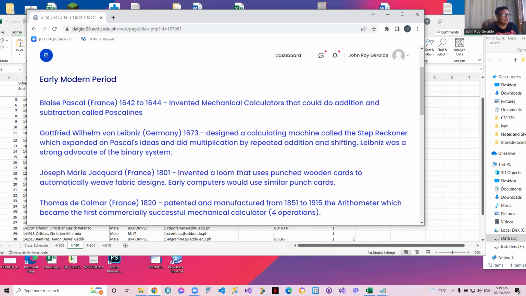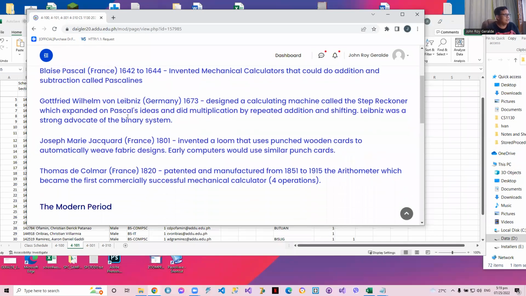Okay, so remember, the first computing machines after the abacus: in 1642 to 1644 in France, Blaise Pascal invented a machine that could do addition and subtraction. And then in Germany, later in 1673, Gottfried von Leibniz invented the step reckoner, which can do repeated multiplication by repeated addition. Now, this is a mechanical device which uses the binary system, because Leibniz was a strong advocate of the binary system.